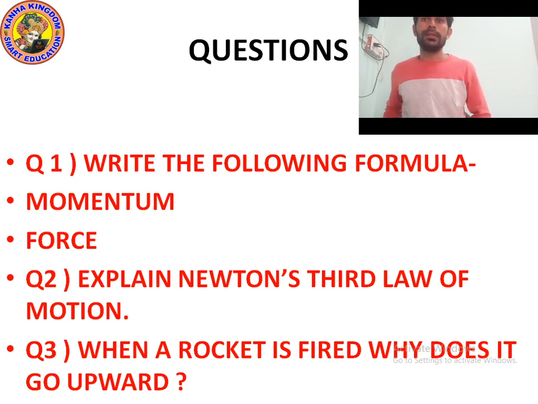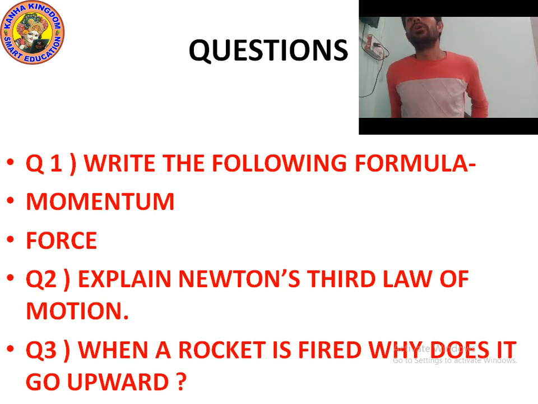Question number two is: explain Newton's third law of motion. According to Newton's third law of motion, to every action there is an equal and opposite reaction, and they act on two different bodies. The first body acts on the second body, and the second body acts on the first body. So both are acting on different bodies.